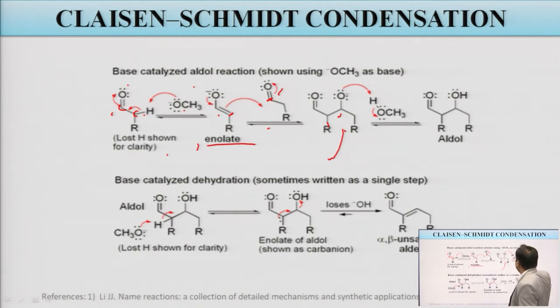You know that the proton taken away by the OCH3- is there in the reaction mixture. So, CH3OH will again donate H+ towards this negatively charged oxygen atom, and this is the formation of aldol. So, here we have got the aldol. Okay, aldol. This is the first step of the Claisen-Schmidt condensation reaction.